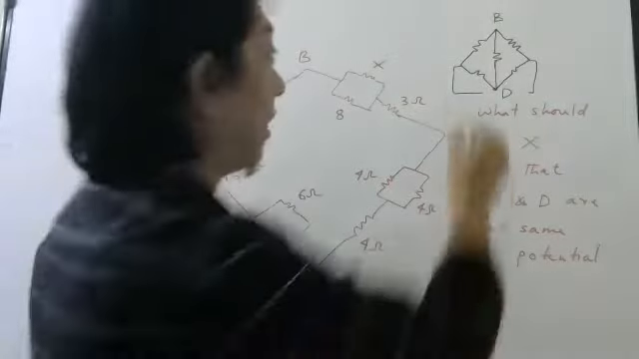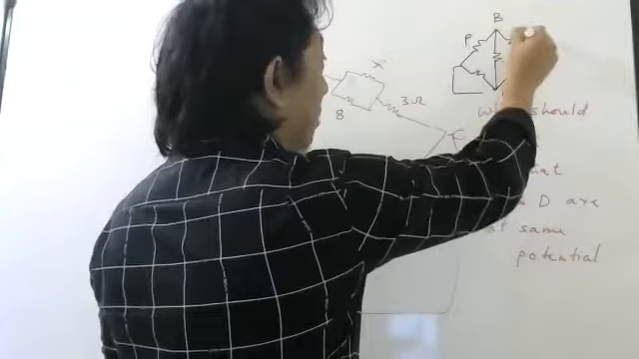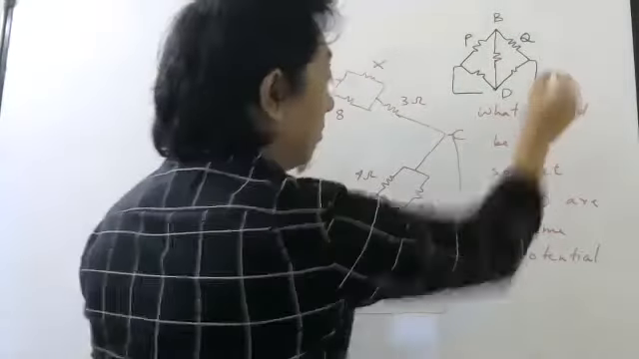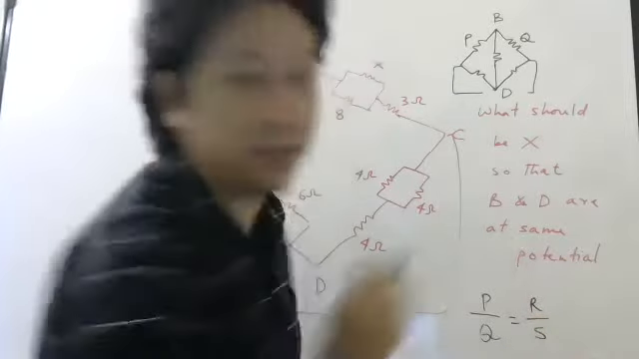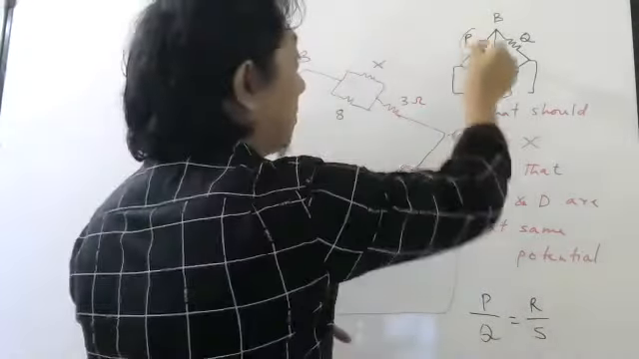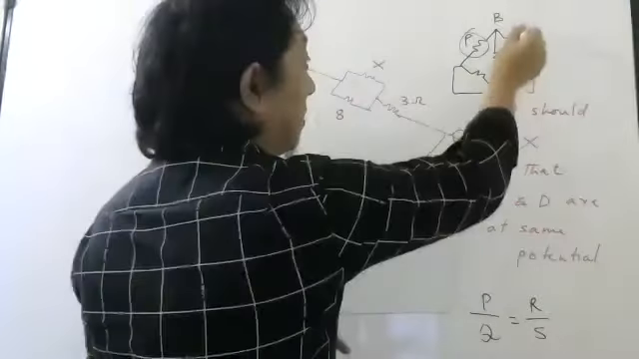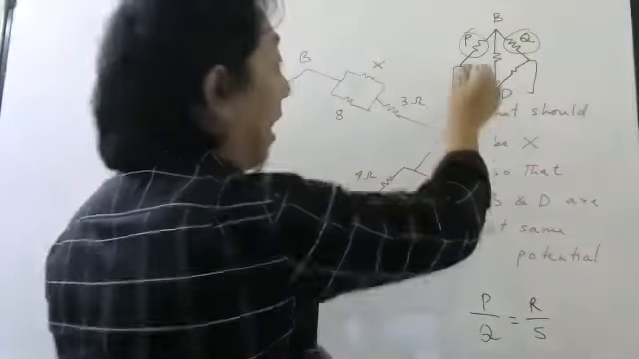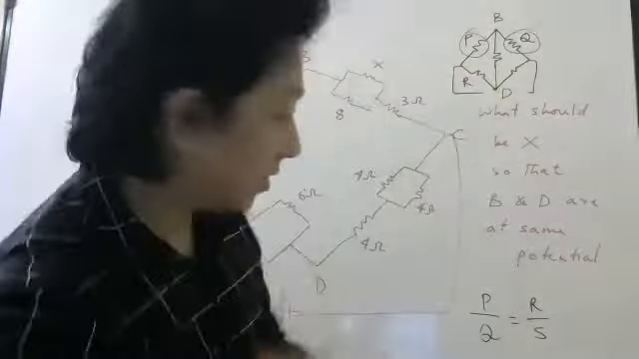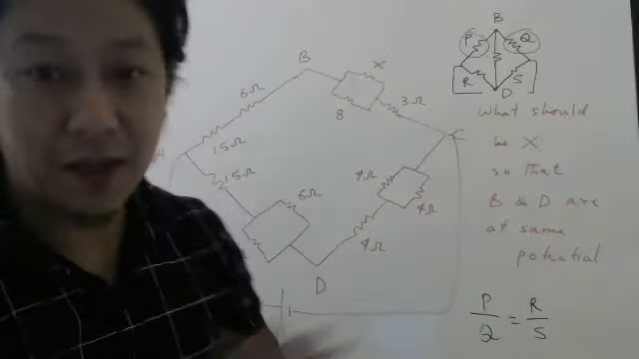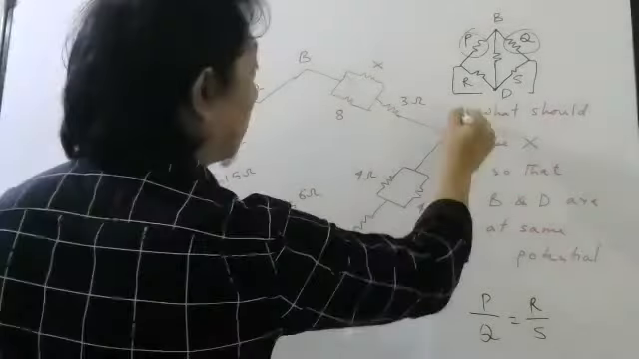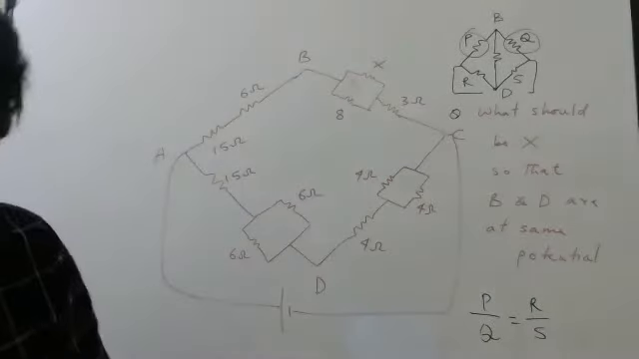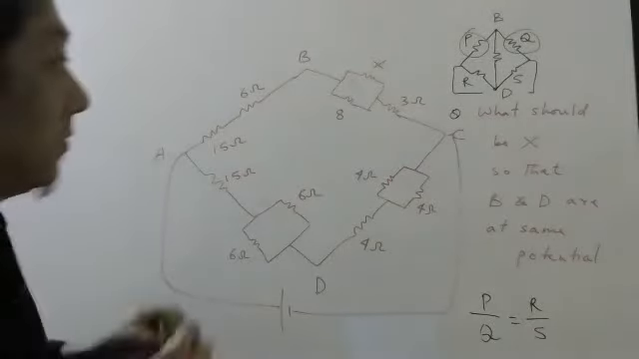Now, what is the condition for that? The condition is P by Q should be equal to R by S. P means resistance of this branch, Q means resistance of this branch, R means resistance of this branch, S means resistance of this branch. So remember that and try to solve this question. Everyone, try to solve this question. I will give you 1 minute.